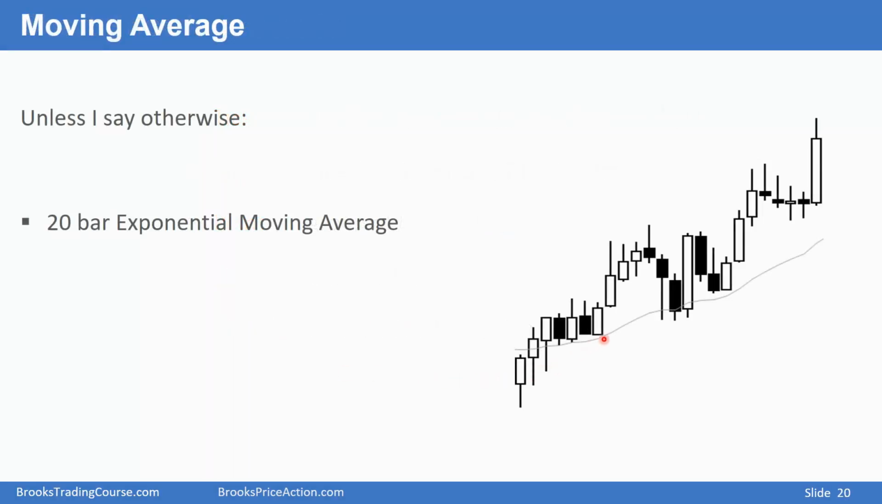When I talk about moving averages, I'm usually talking about a 20-bar exponential moving average. Whether it's a 5-minute chart or a month chart, it doesn't matter. If you hear me say moving average and I don't qualify it, I'm talking about a 20-bar exponential moving average. Some people refer to it as an EMA, exponential moving average. I simply call it a moving average. This moving average is a 20-bar exponential moving average.